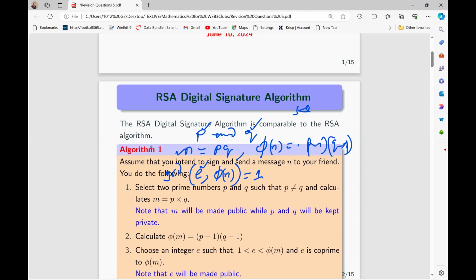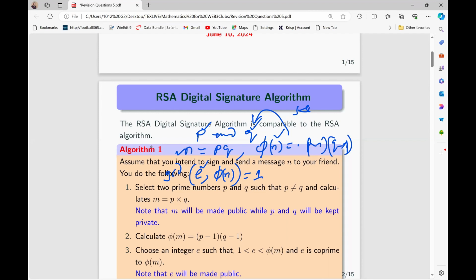Now, the Euler phi of N should be private. Nobody should know it, because once somebody knows Euler phi of N, as we saw last time, you are able to get P and Q, and once you get P and Q, then you're able to get the decrypting key, which is supposed to be secret.